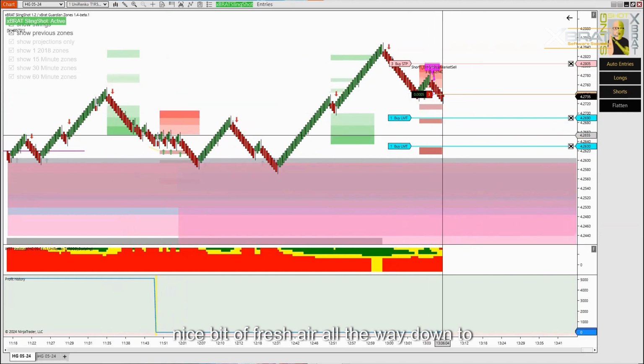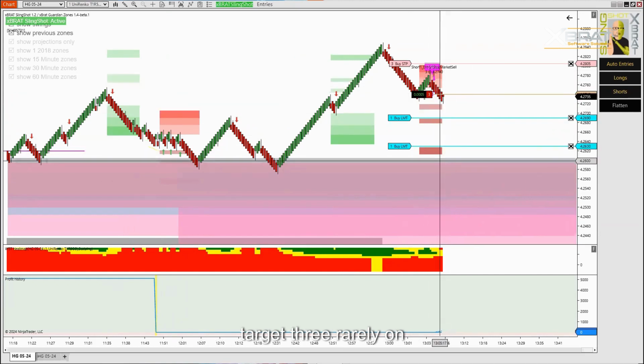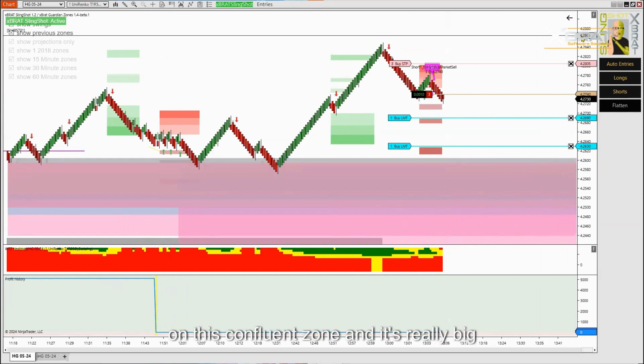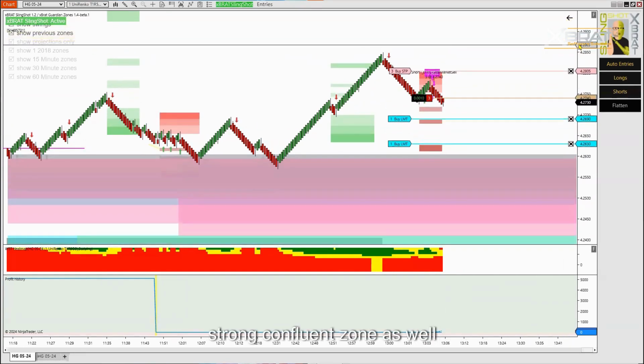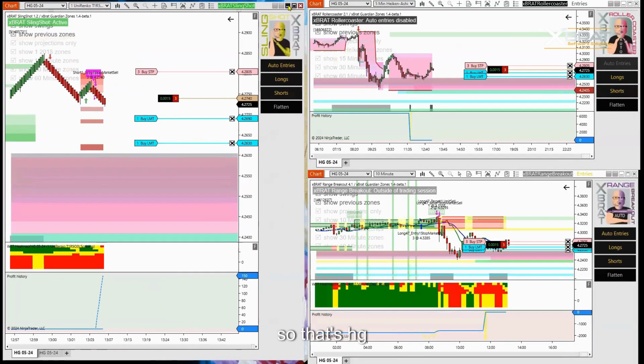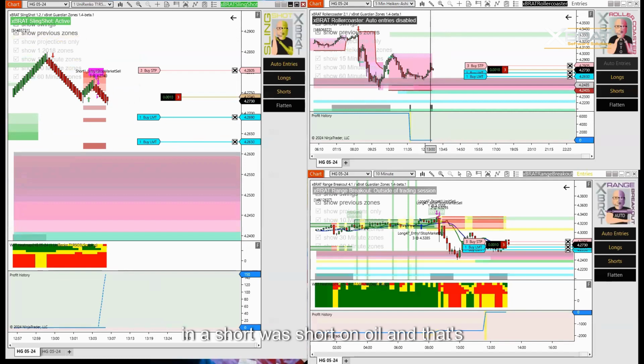Nice bit of fresh air all the way down to target 3, really, on this confluence zone, and it's really big, strong confluence zone as well. So that's HG. In a short, we're short on oil, and that's about it. But again, they all run at different times of the day. So when I look at the Zone Trader Pro for oil, that's out of its session timings for the optimization, and so on and so forth.